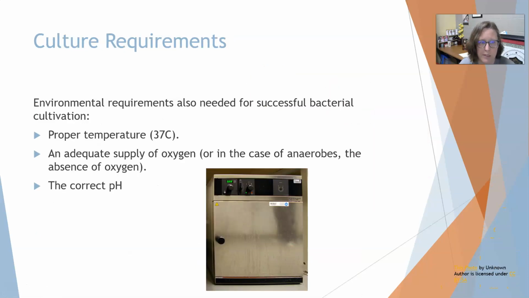Then you have the culture requirements. The environmental requirements needed for successful bacterial cultivation are going to be proper temperature. So usually we set incubators at body temperature because pathogens live in the body and they're used to body temperature and do best at it. We also give them an adequate supply of oxygen, or in the case of anaerobes, we can put them in pouches that remove all the oxygen and fill it with CO2, so we get the appropriate gas environment for them. And we also have to make sure that everything's at the correct pH. That would be more a function of the media used being at the right pH.